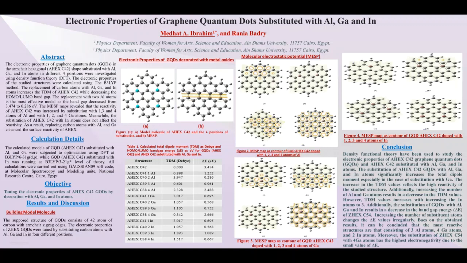1, 3, and 4 atoms of aluminum and with 1, 2, and 4 gallium atoms. Meanwhile, the substitution of armchair hexagonal C42 with indium atoms doesn't affect the reactivity. As a result, replacing carbon atoms with aluminum and gallium enhanced the surface reactivity of armchair hexagonal graphene quantum dots.